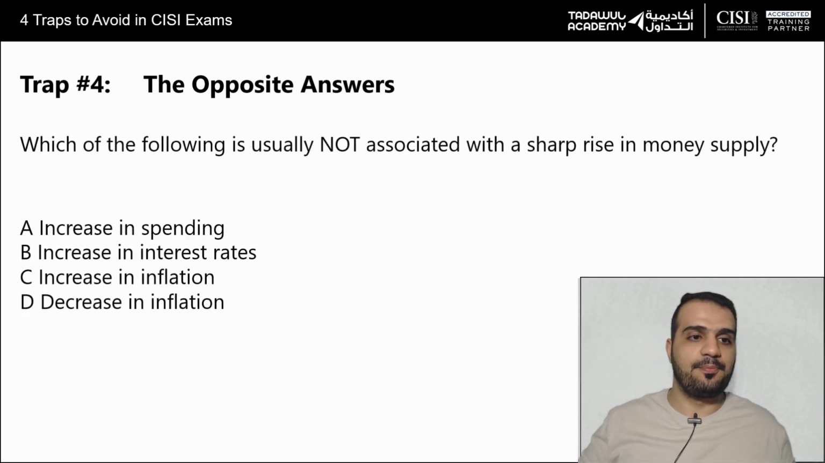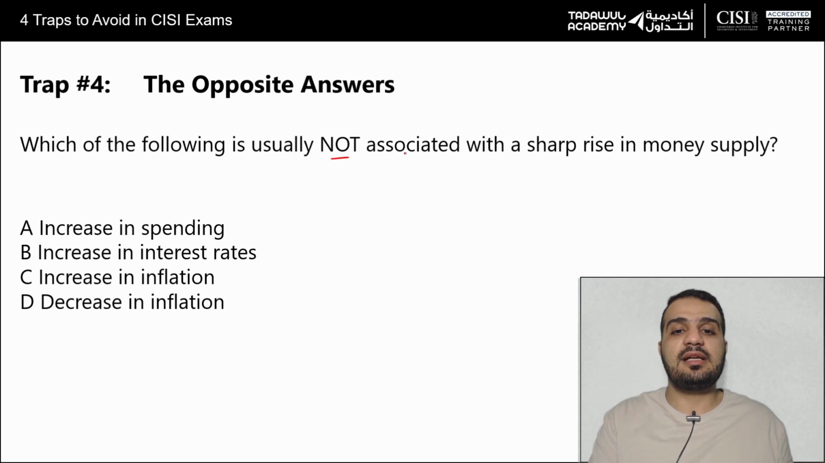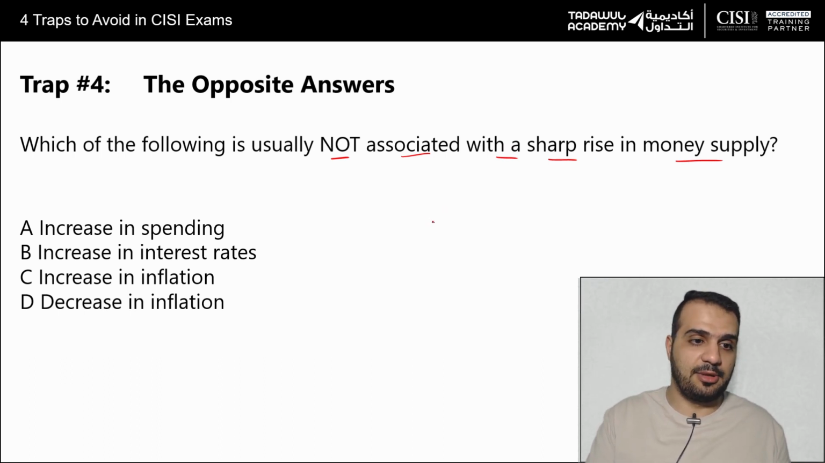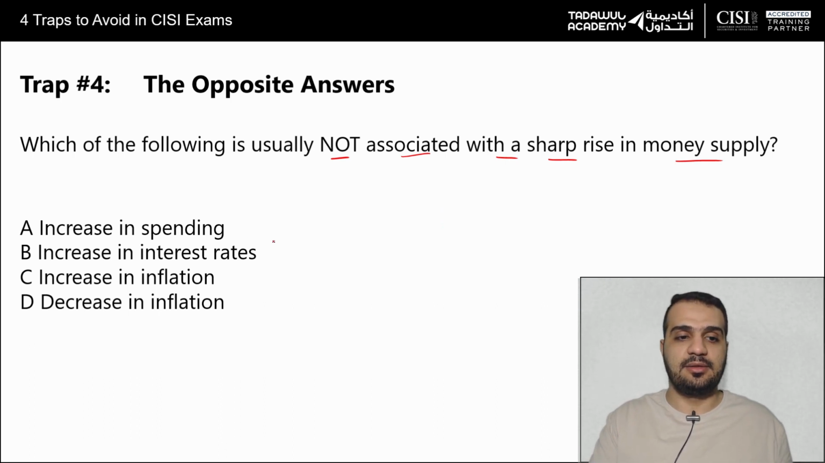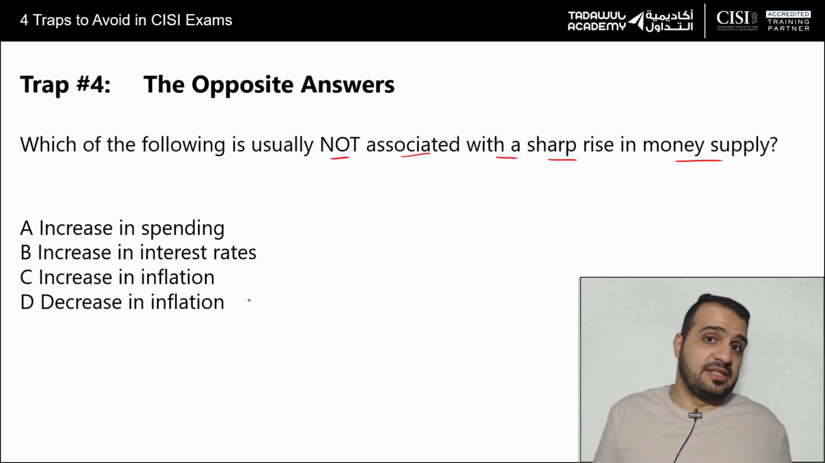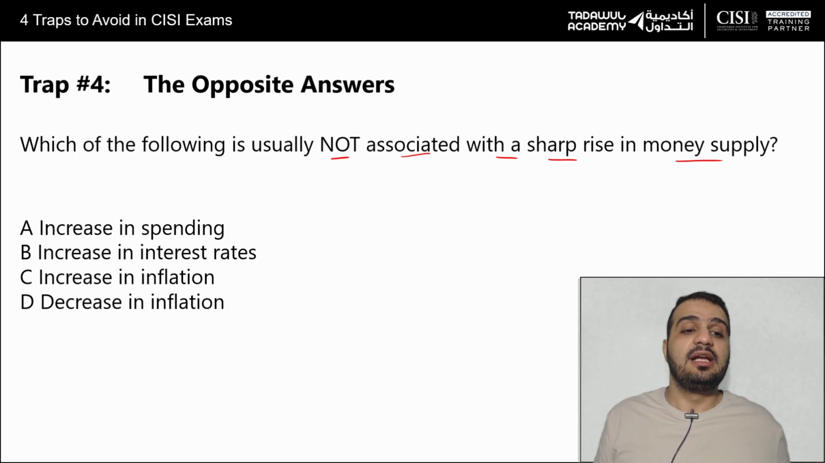Let me give you an example. Which of the following is not associated with a sharp rise in money supply? So which of the following is false about a rise in money supply? A, increase in spending. B, increase in interest rates. C, increase in inflation. D, decrease in inflation. Now, even though this is a simple question, you should be able to answer it. Let's assume that you have no idea what is the answer here. Using this strategy, you notice that C and D are two opposite answers.